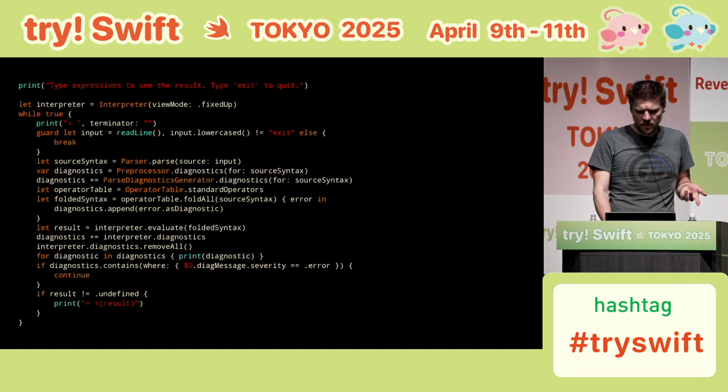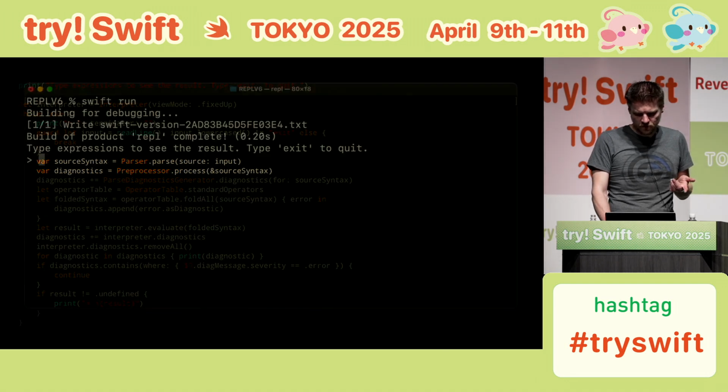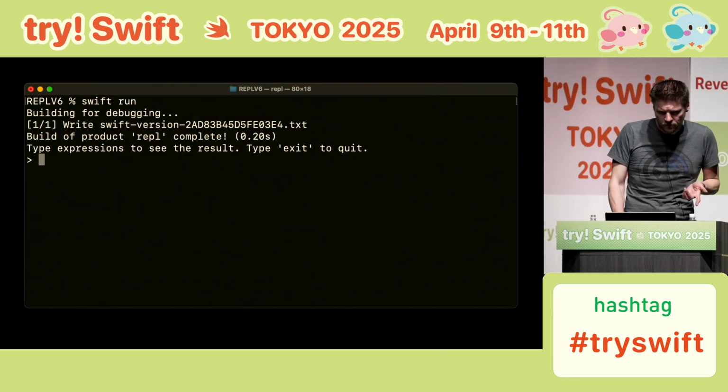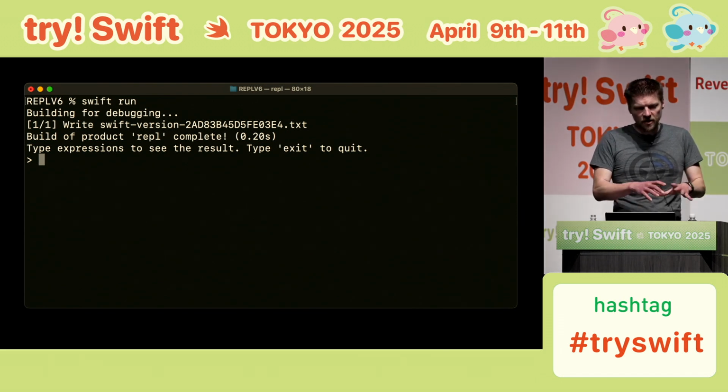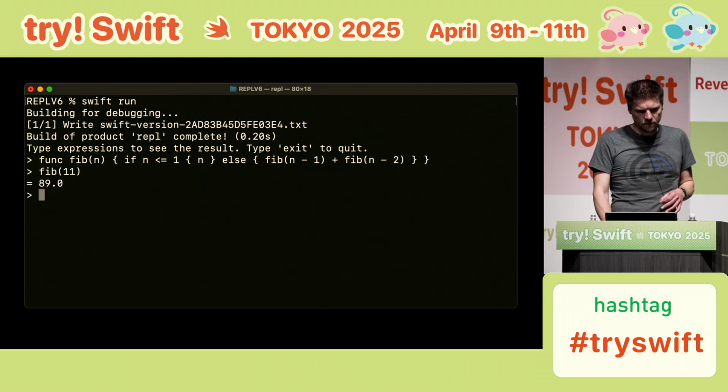Because we've changed the API for the preprocessor, we also need to make a small adjustment to the REPL code. The source syntax now needs to be mutable, and we'll pass it by reference. And that's all done. So we should now be free to write Swift unencumbered by types. Let's try our Fibonacci function again. Success, there's no warnings. Let's try another function. This is a square function. That works fine.